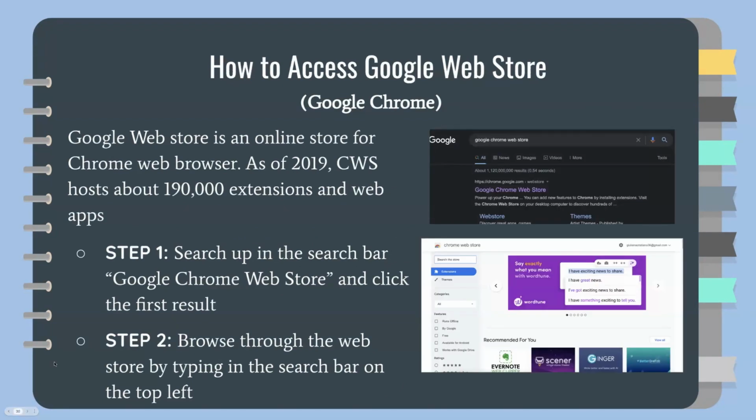And how to access Google Web Store on Google Chrome. Google Web Store is an online store for Chrome web browser. As of 2019, CWS hosts about 190,000 extensions and web apps. So step 1, search up in the search bar, Google Chrome Web Store, and click the first result. And step 2, browse through the web store by typing in the search bar on the top left.